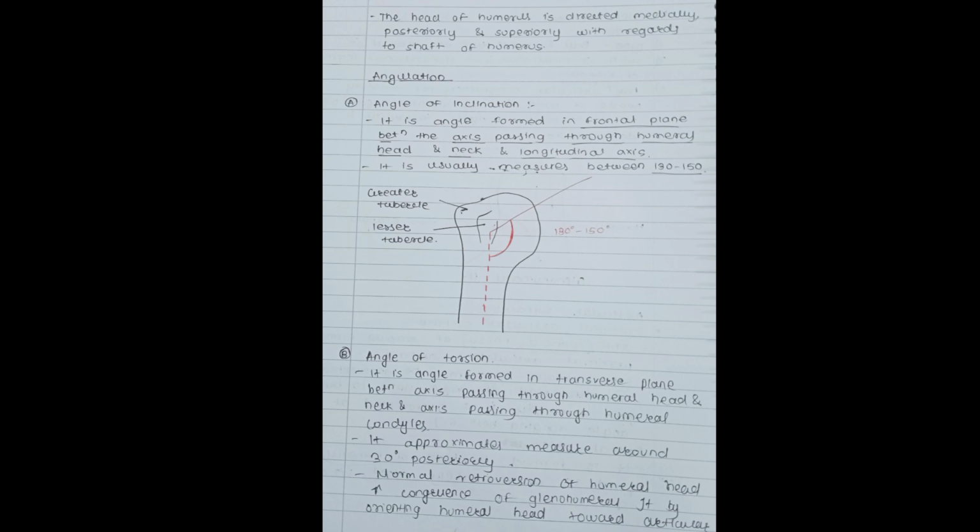Next is the angulation. First is the angle of inclination. It is an angle formed in the frontal plane between the axis passing through the humeral head and neck and the longitudinal axis. It is usually measured between 180 to 150 degrees.